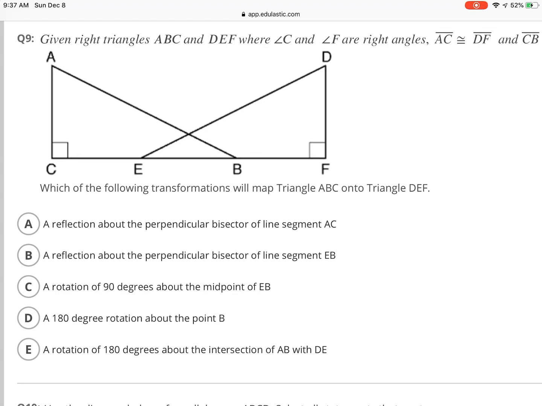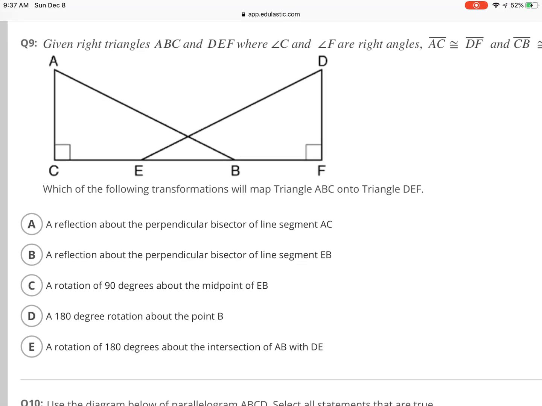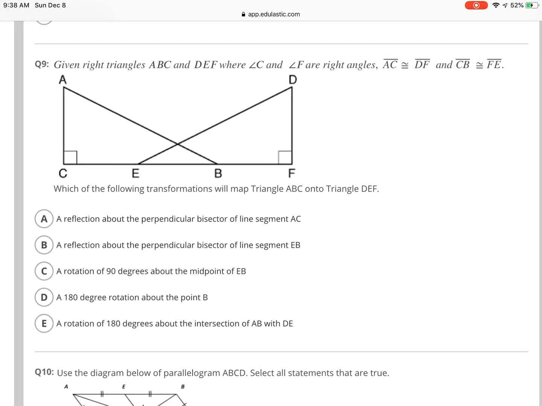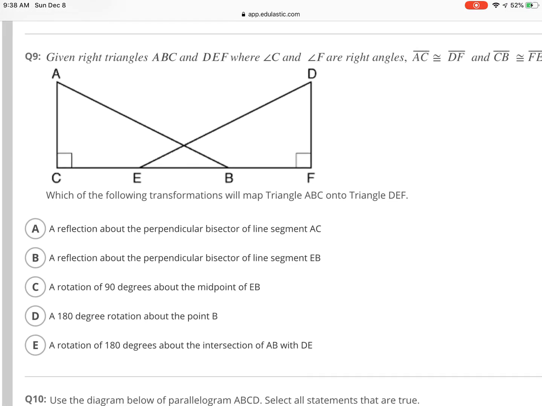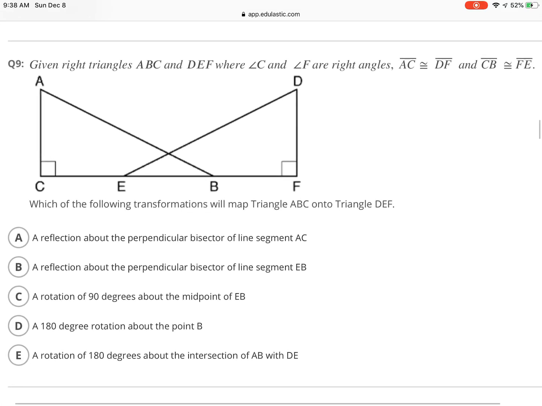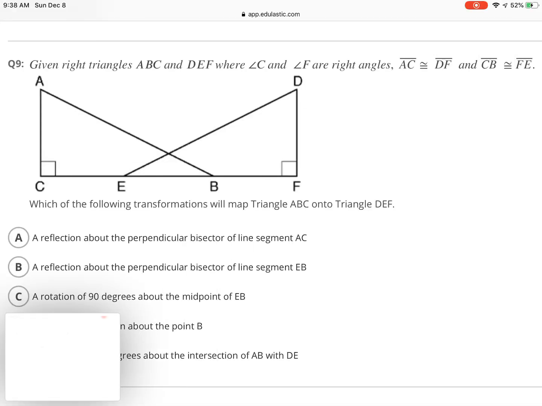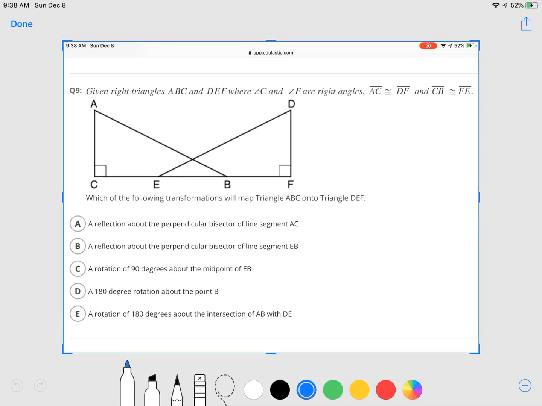Given right triangles ABC and DEF, where angle C and angle F are right angles, AC is congruent to DF and CB is congruent to FE. Which of the following transformations will map triangle ABC onto triangle DEF? Okay, so the answer for this one is B. So option B says a reflection about the perpendicular bisector of line segment EB.